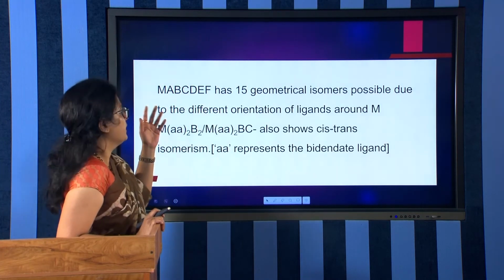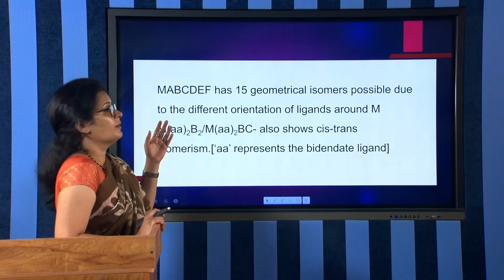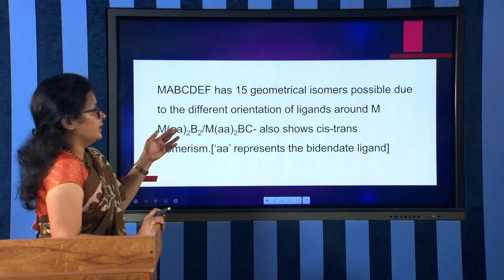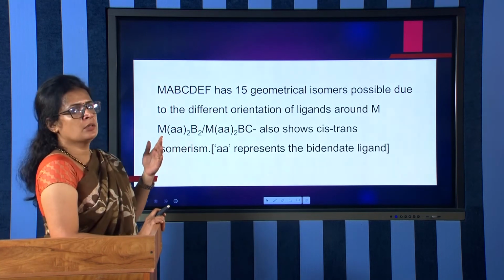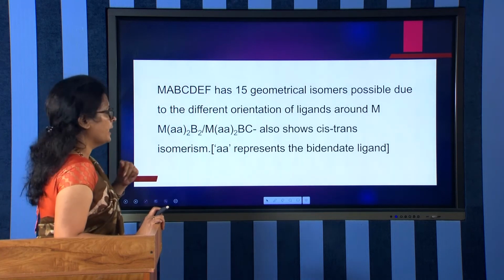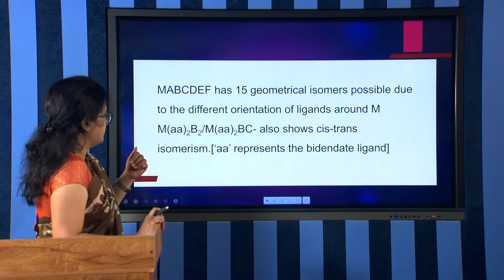How is it possible? The different orientation of the ligands with respect to each other, M, A, B, C, D, E, F. It is not drawn here because you have to study only the number of isomers possible. That is why it has not been drawn here.